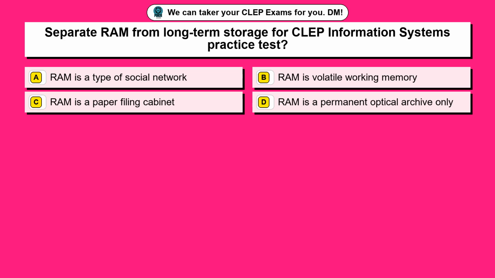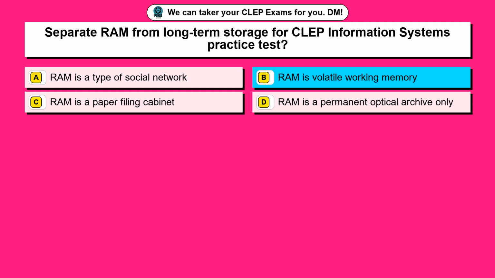Question 52. Separate RAM from long-term storage for CLEP Information Systems practice test. Option A. RAM is a type of social network. Option B. RAM is volatile working memory. Option C. RAM is a paper filing cabinet. Option D. RAM is a permanent optical archive only. The correct answer is option B.